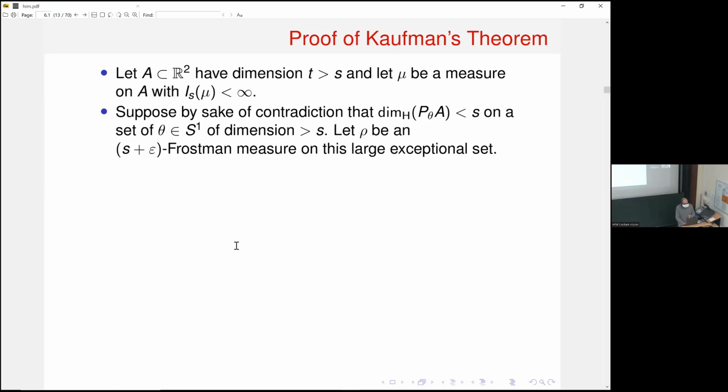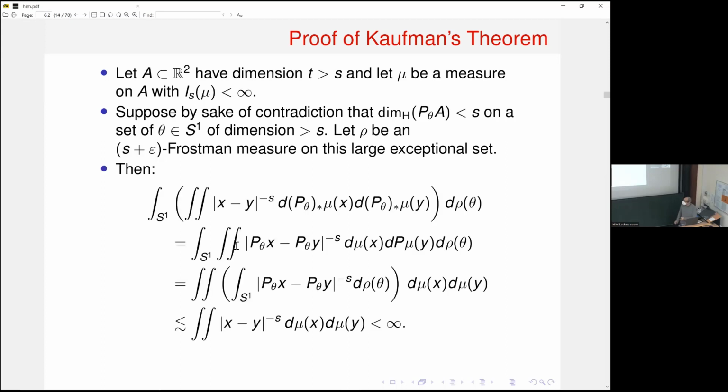Okay, so suppose that the claim in Kaufman's theorem is not true, and that means that the dimension drops below s on a set of dimension bigger than s. And then we put a measure on the set of exceptions, on this very large set of exceptions, larger than is actually possible. So we want to reach a contradiction. Okay, so we are assuming that the set of directions where the dimension drops too much is too big. So we can put a Frostman measure there.